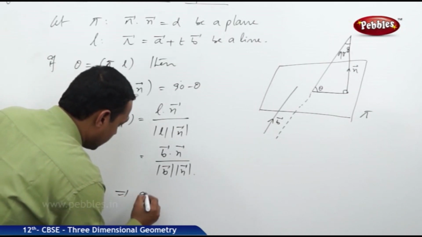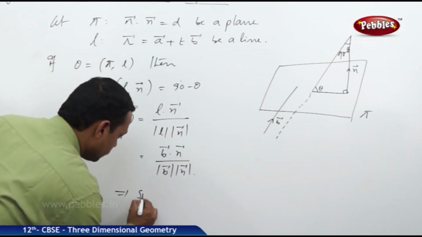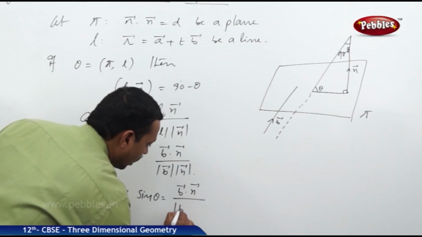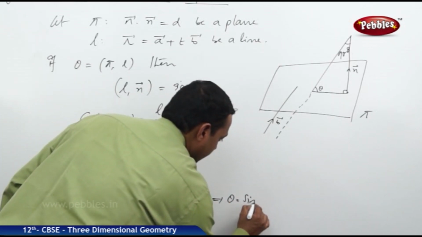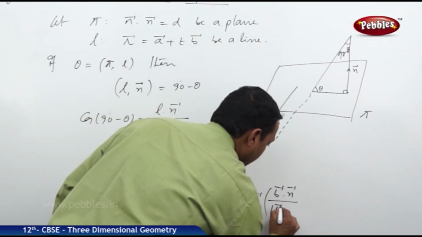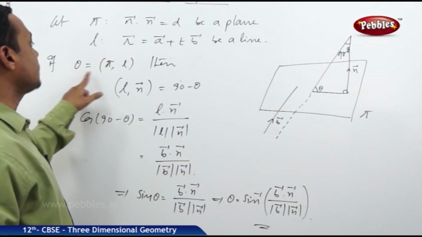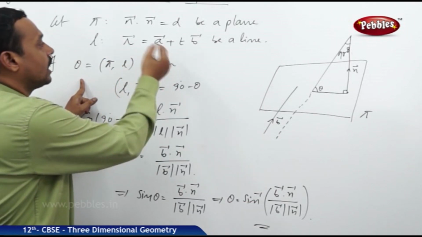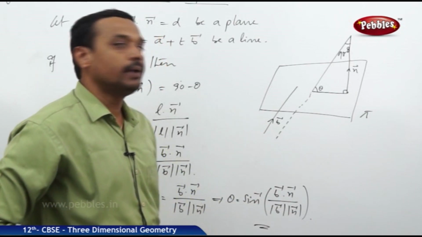Now from this, you know, cos of 90 minus theta is equal to sin theta. Sin theta is equal to b dot n by mod b mod n. From this, theta is equal to sin inverse of b dot n by mod b into mod n. So theta is the angle between the plane and the line. Hence the angle between a line and the plane is given by sin inverse of b dot n by mod b mod n.